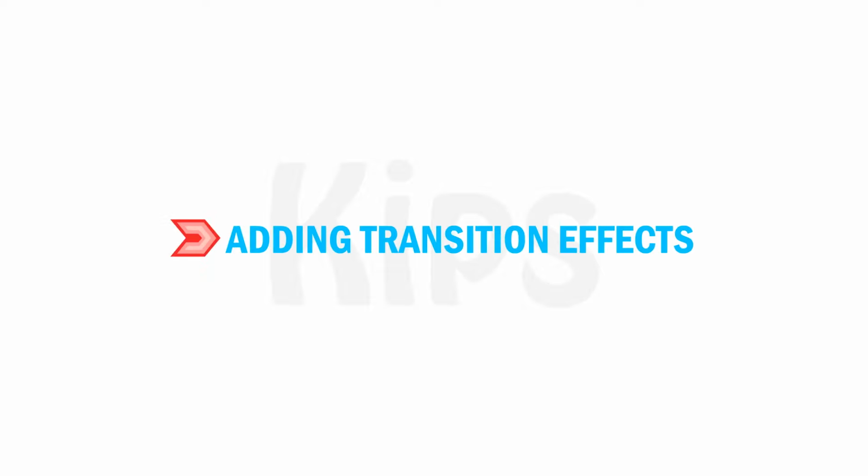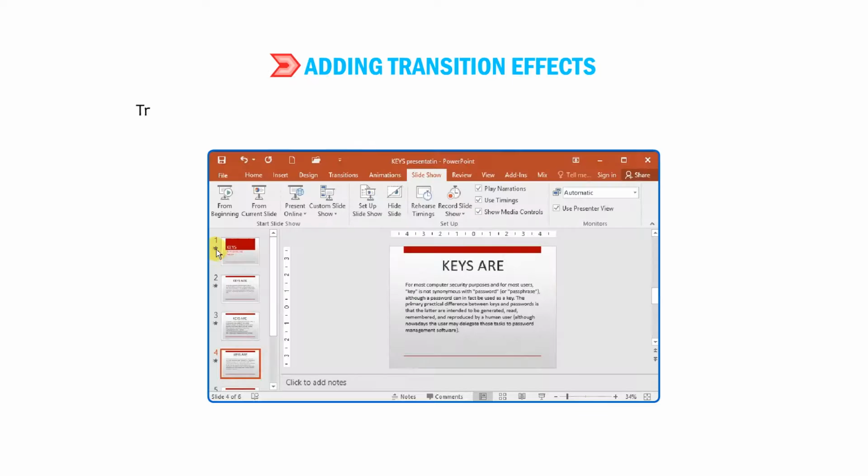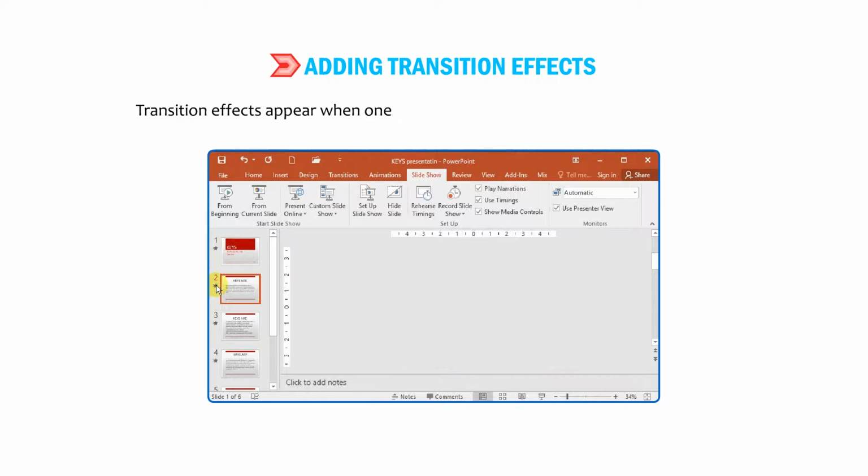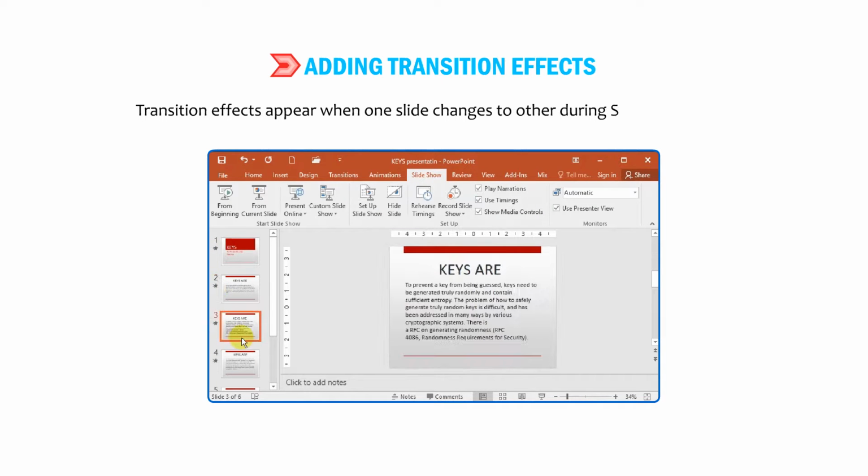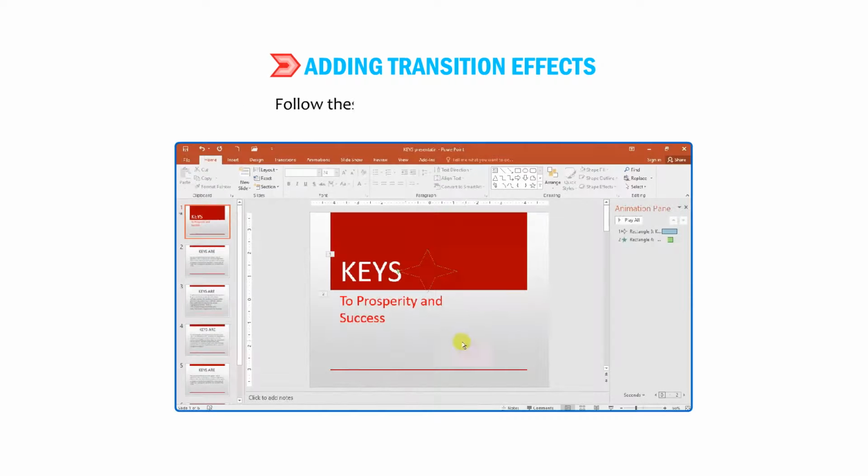Alright, now let us learn about adding transition effect. Transition effects appear when one slide changes to other during slideshow view. You can apply transition effects to a single slide as well as to all the slides. Follow these steps to add transition effects.